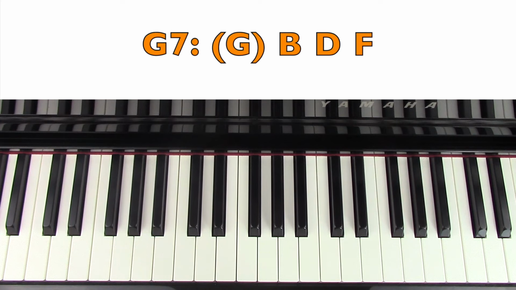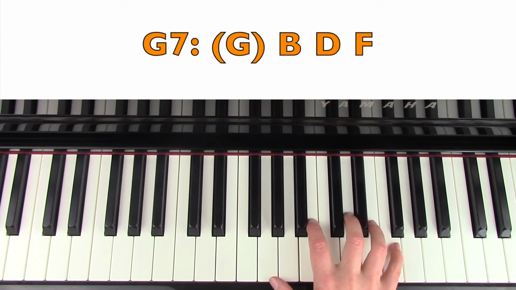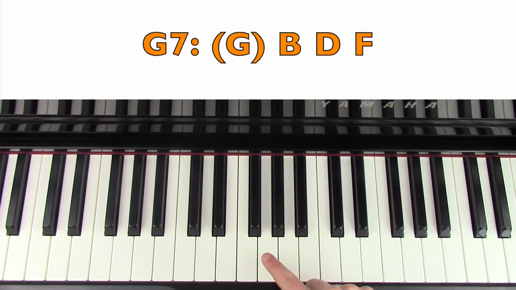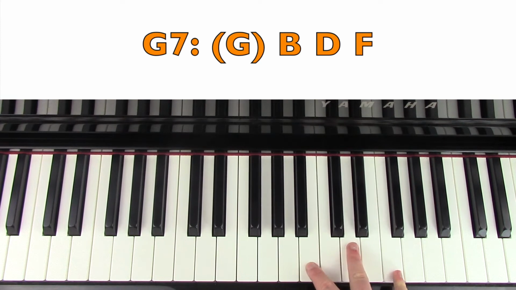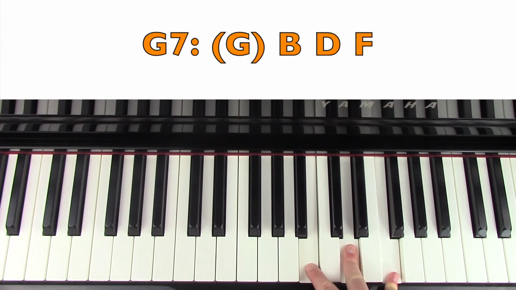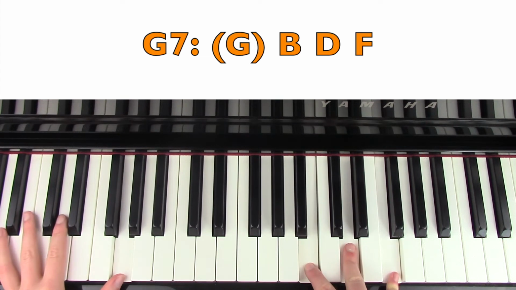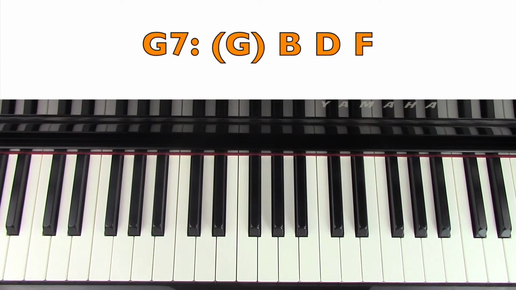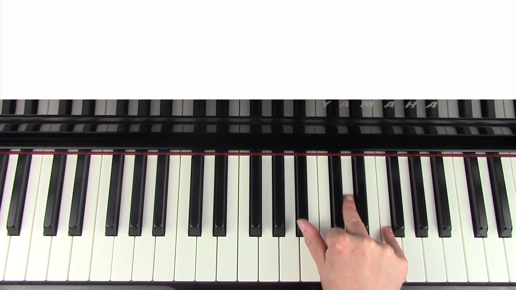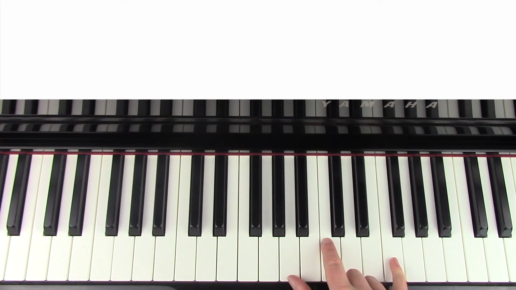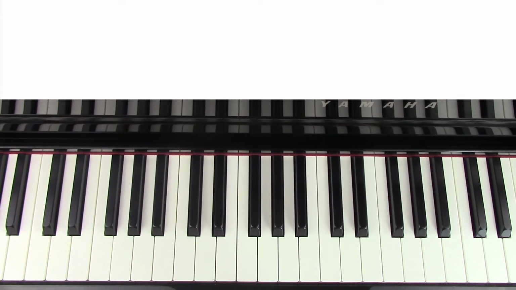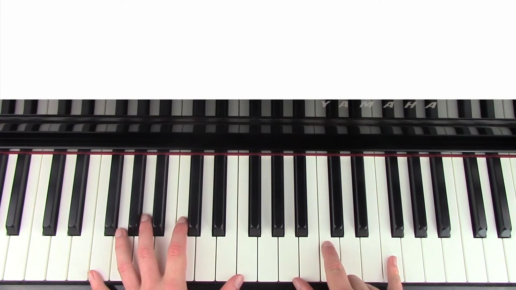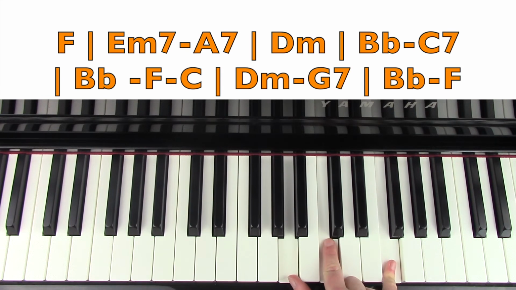And then we have a G7, which is G, B, D and F. Or you could just play B, D and F because you're going to be playing G's in the bass anyway. And then we're back to B flat major and then F major. Now I'm going to play through the verse, just holding down the chords first.